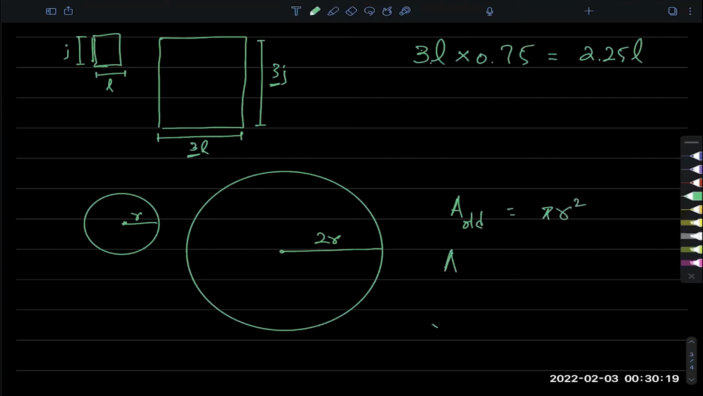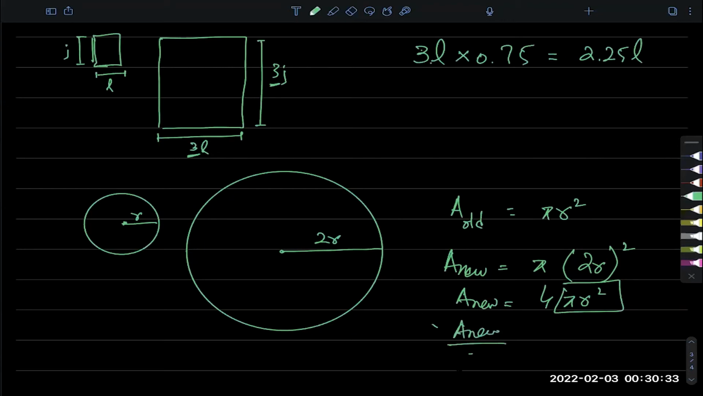And what's my new one? It's pi times not r, but 2r squared. And that comes out to be 4 pi r squared. And isn't that my old one, this thing? So that means area of new over area of old is 4. So basically, my area is now 400%, or 4 times the previous area. And that is the method.